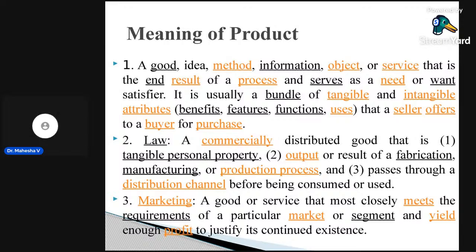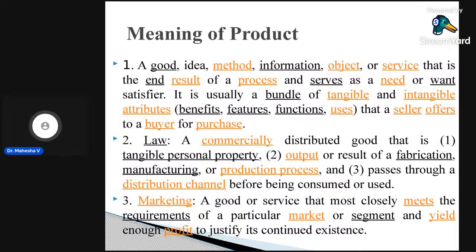A good, idea, method, information, object, or service that is the end result of a process and serves as a need or want satisfier. It is usually a bundle of tangible and intangible attributes, which may be benefits, features, functions, uses, that a seller offers to a buyer for purchase.